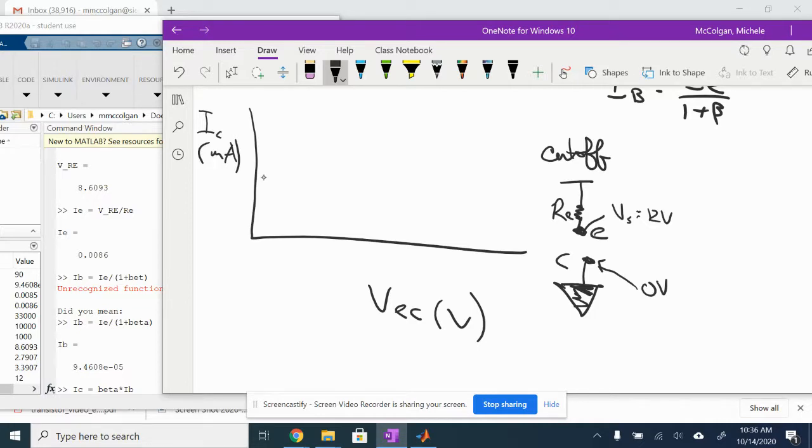So that means my max VEC is going to be the difference. VE is 12 and VC is 0, so that's going to give me 12. So this is 12 volts.